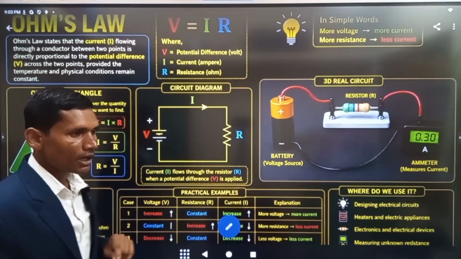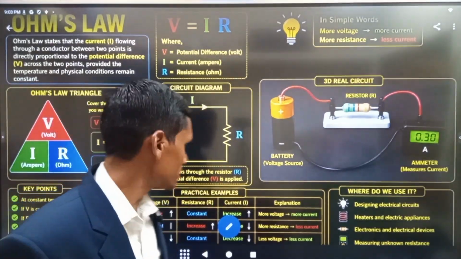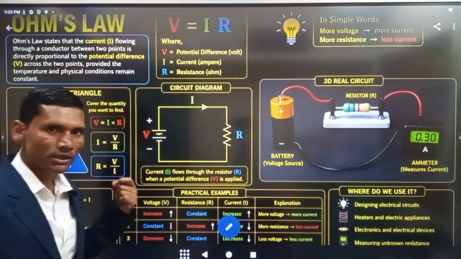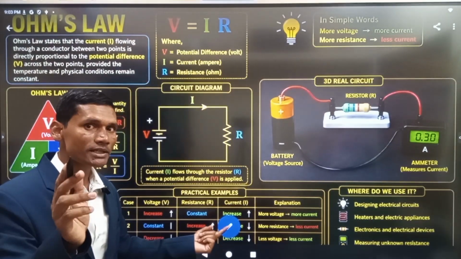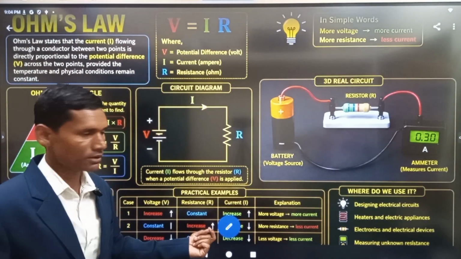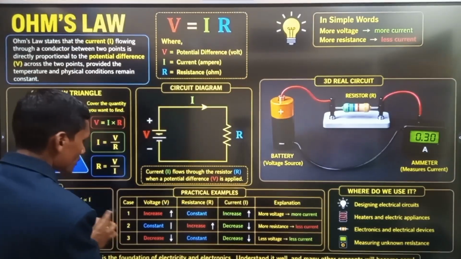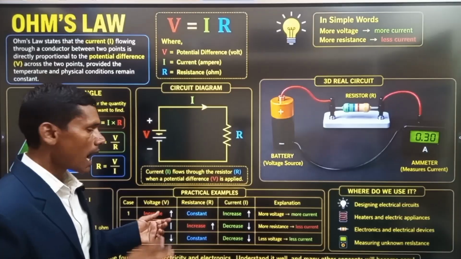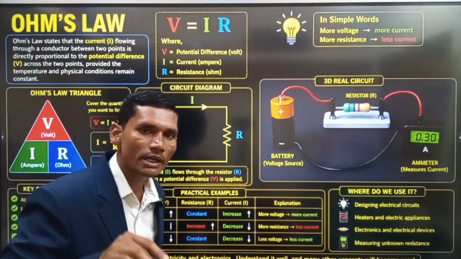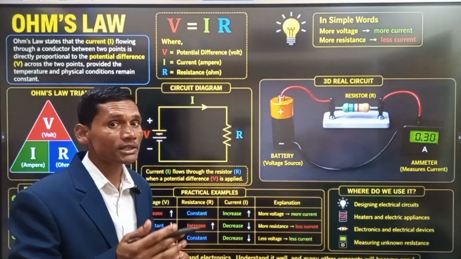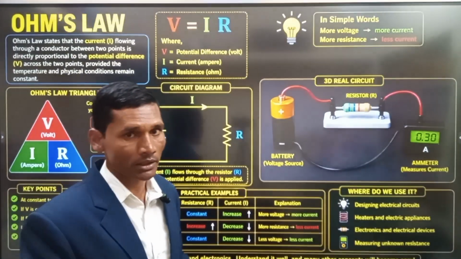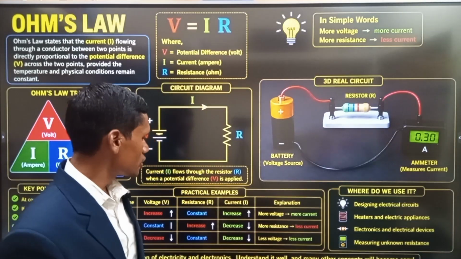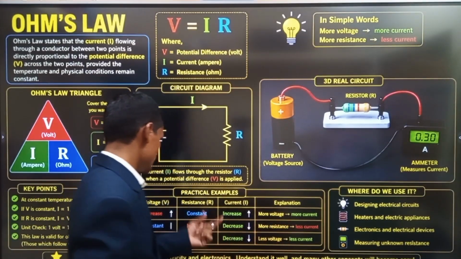Next, coming to what happens practically if you check. Here voltage, resistance and current are given, right? If you increase the voltage, current should also increase and resistance will be constant. It does not change, right? So you can check here. Next, if you keep voltage constant and increase the resistance, what happens to the current? Current must decrease because resistance means what? It is opposition to the flow of electrical charges, right? If you are increasing that opposition, current must decrease. Flow of electrical charges will be opposed. So that is why current decreases.